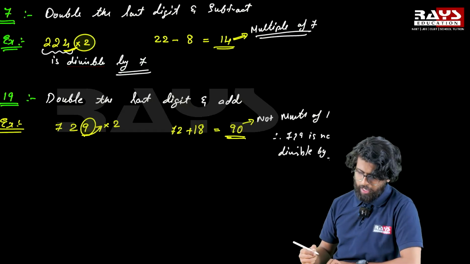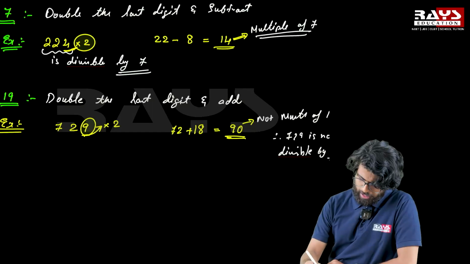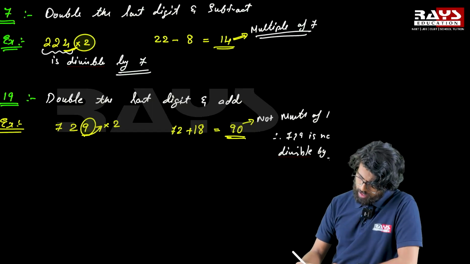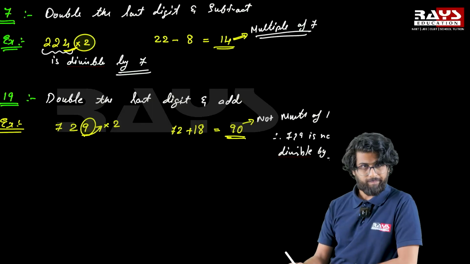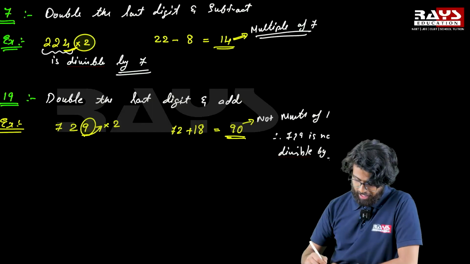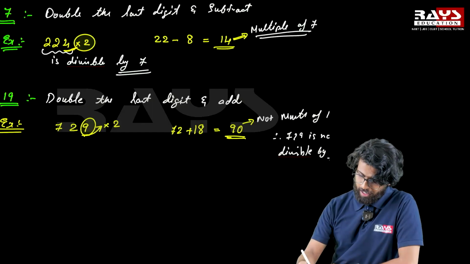Okay, so I think we have to take one more example. Let's take 1729. 172 plus 18, yes, that is correct. We should have taken 1729, that came to my mind first.